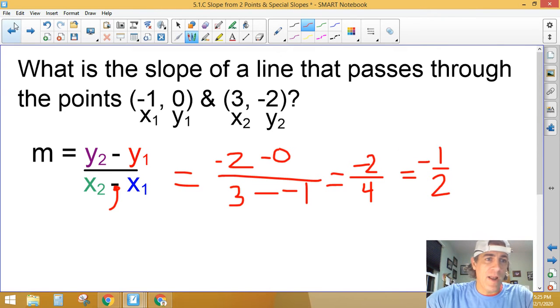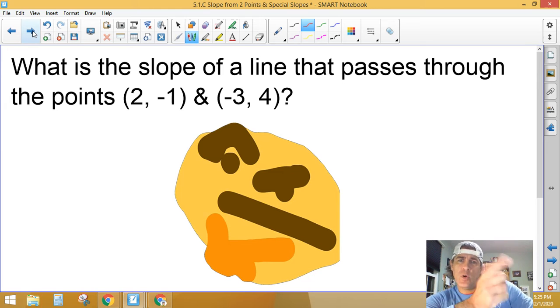You can go back and rewind if you need to, but now it is your turn. What's the slope of the line that passes through these points? Go ahead, pause it, and figure it out.